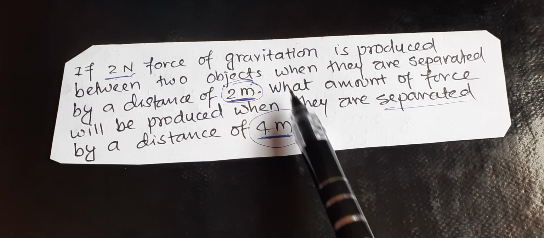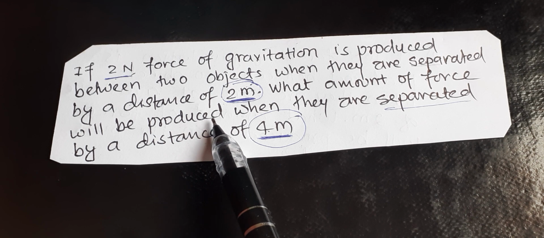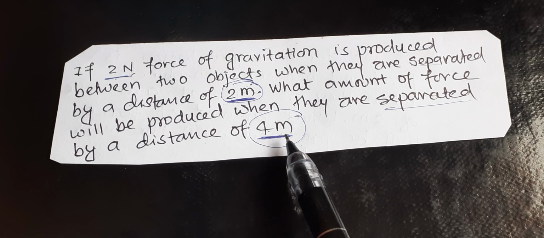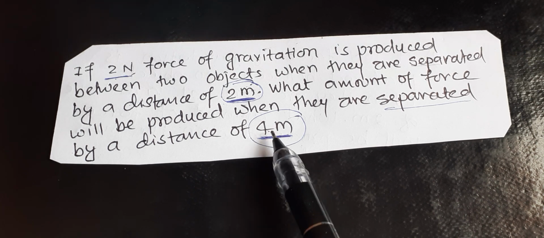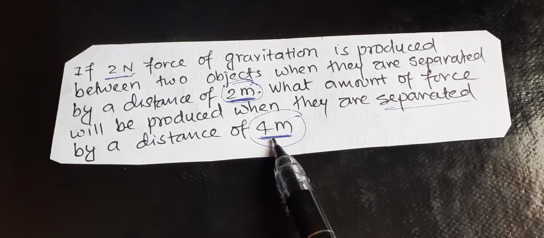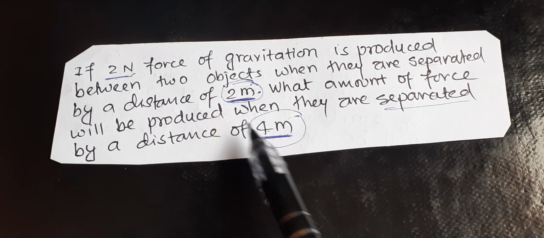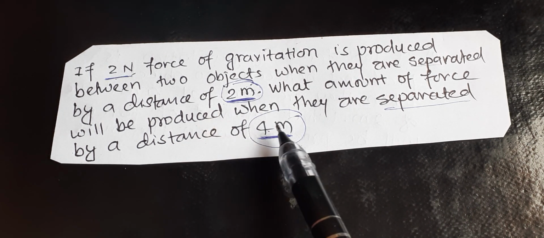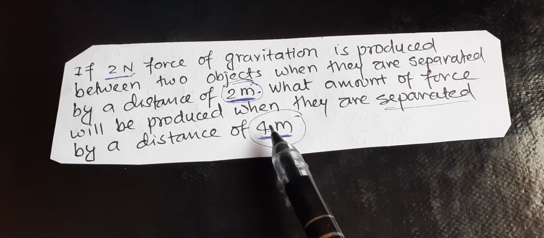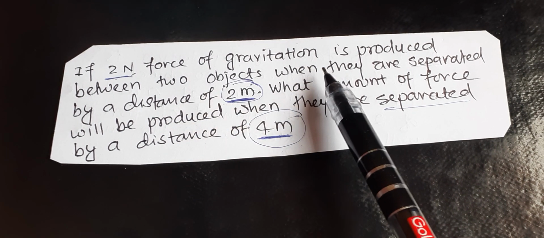Now look at the condition. What amount of force will be produced when they are separated by a distance of 4 meter? Look at this. In these conditions, the distance is changed from 2 meter to 4 meter. The masses are kept constant, but the distance is changed. So definitely there would be change in force of gravitations.